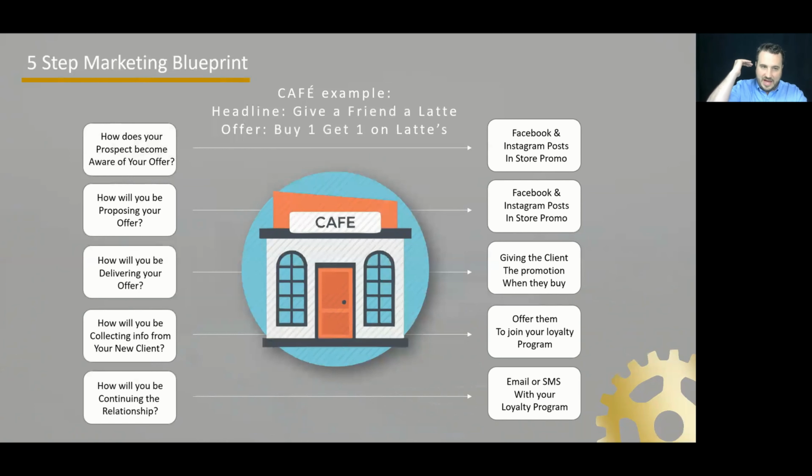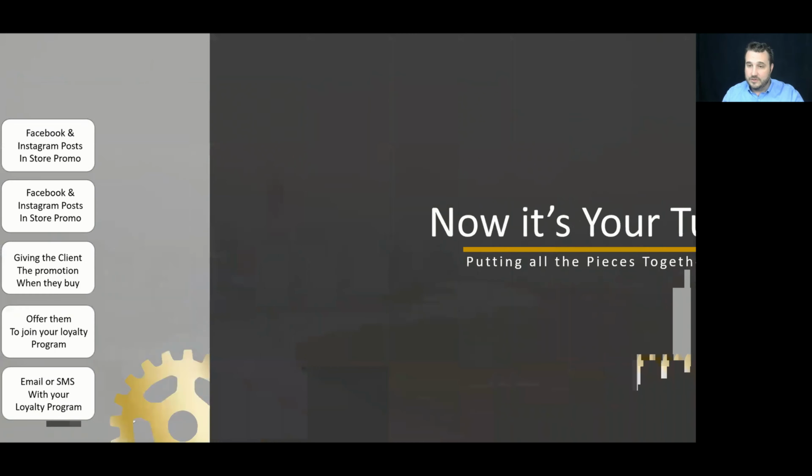So we start off with how does your prospect become aware of what you're offering them? What's the mechanism you're going to be using to propose the offer? How are you going to deliver this promotion or this offer, right? And then ultimately, how are you going to collect information from that client so that they become attached to you, so that in the end, you can go to step 5, which is continuing the relationship with the client. And of course, making them further offers.